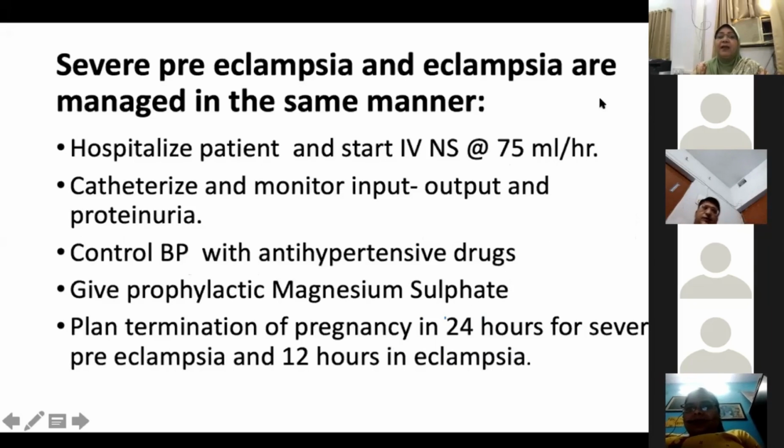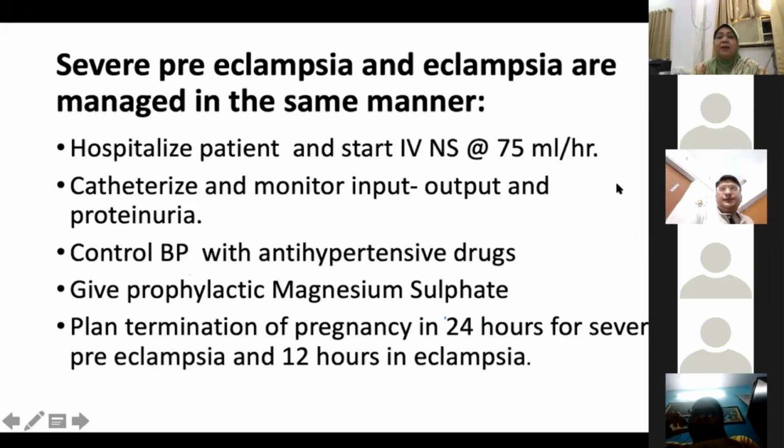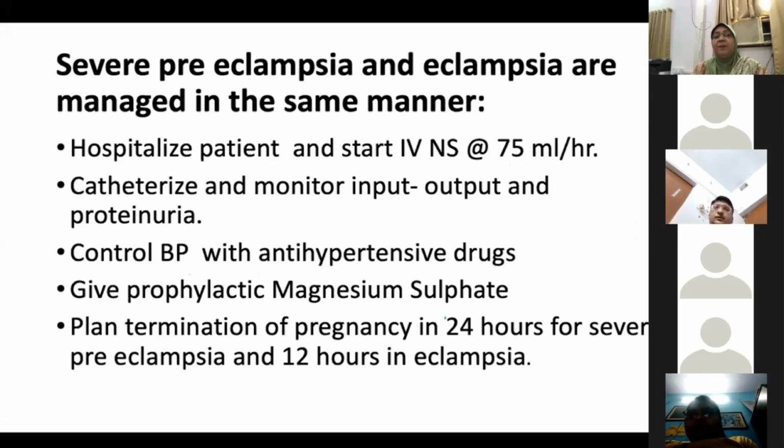Severe preeclampsia and eclampsia are managed in the same manner. So hospitalize the patient, start an IV drip. Please restrict the amount of fluid. She's already overloaded. She can go into failure and pulmonary edema. Catheterize her, monitor the input, output, and proteinuria, control her blood pressure, give her prophylaxis with magnesium sulfate, just like you give for eclampsia. Plan termination of pregnancy in 24 hours for severe preeclampsia and 12 hours in eclampsia.